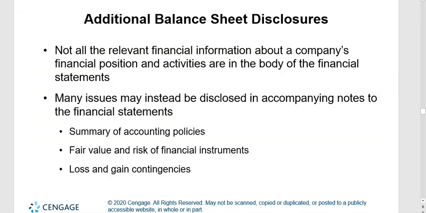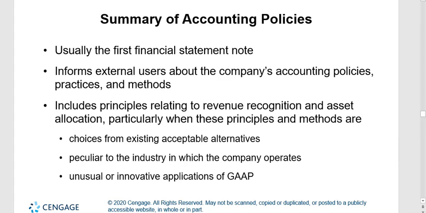So we need to talk a little bit about additional balance sheet disclosures, and there are a number of things that have to be disclosed with respect to the balance sheet. An educated user really needs information that's in the disclosure so they can properly evaluate the financial position of the corporation. The first thing that you'll usually find in the disclosure section is a summary of accounting policies.